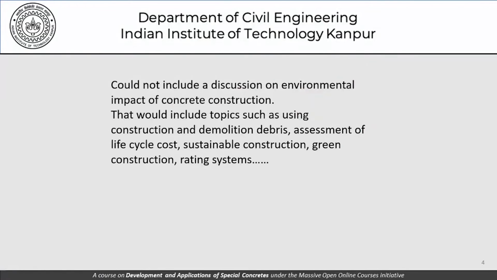One thing which I could not touch upon, and I would have loved to do it perhaps, but there was not time, was a discussion on the environmental impact of concrete construction. That would have included topics such as using construction and demolition debris, assessment of the life cycle cost, sustainable construction, green construction, rating systems for buildings, rating systems of construction, rating systems for concretes, and so on. That's something which got missed out in this discussion that we had over the last 8 weeks.